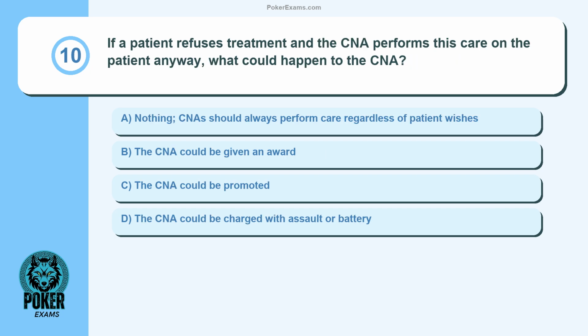Question 10. If a patient refuses treatment and the CNA performs this care on the patient anyway, what could happen to the CNA? Nothing. CNAs should always perform care regardless of patient wishes. The CNA could be given an award. The CNA could be promoted. The CNA could be charged with assault or battery.